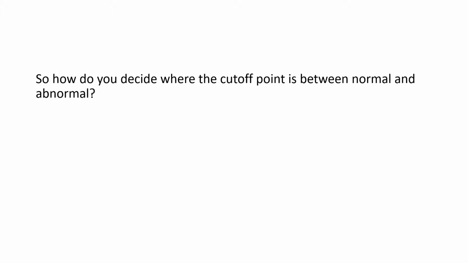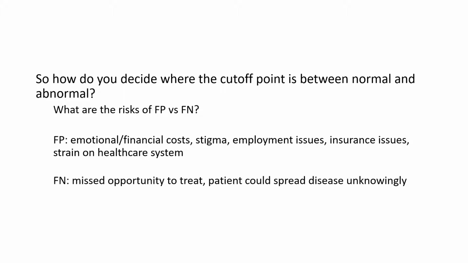But how do you decide where the cutoff point is between normal and abnormal? So we're really asking, what are the risks of false positives versus false negatives? The risks of false positives: there'd be emotional or financial costs, stigmas, employment issues, insurance issues, a strain on the healthcare system if now you have more people who've been identified as having a condition who might need treatment, for example. Versus the cost of false negatives, well, you might miss the opportunity to treat something, or the patient could spread disease unknowingly.